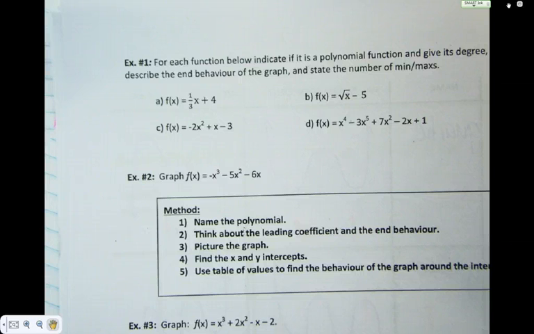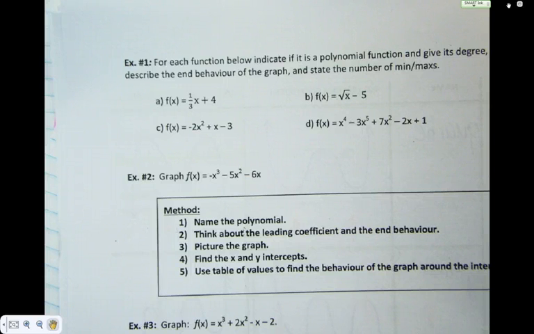End behavior: you just need to look in front of the x to the 5. Up, down. And number of max mins? 4 of them. That's the theory we need to know to actually graph. I don't want to go on until we are good with that. Questions, comments?